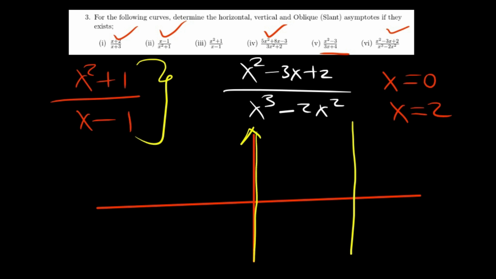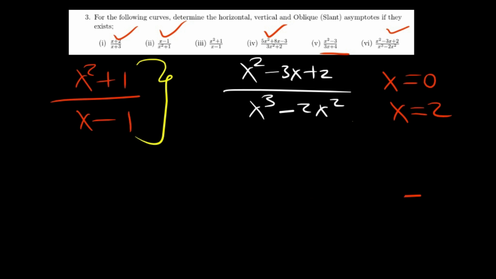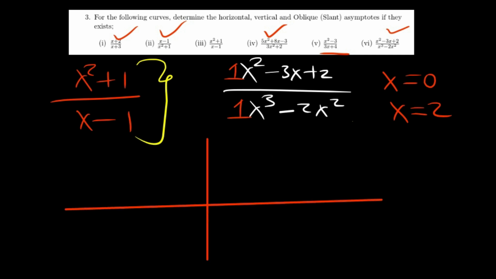Now for the horizontal one, what do we do? Observe x squared over x to the power 3. So the denominator has got a greater power. So in this case, y is equal to 0 is the horizontal asymptote. By now you should understand that that's the x-axis. So this is the horizontal asymptote.